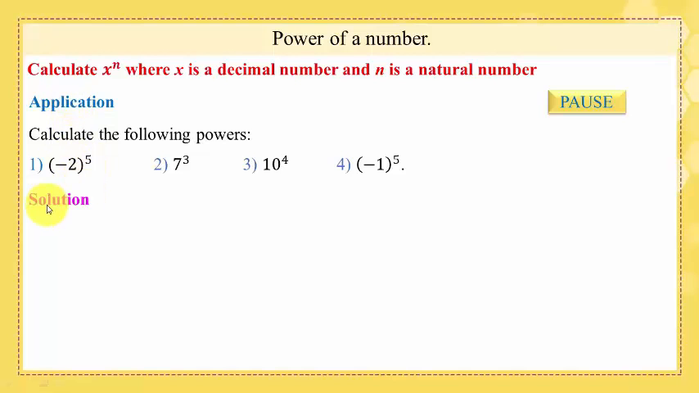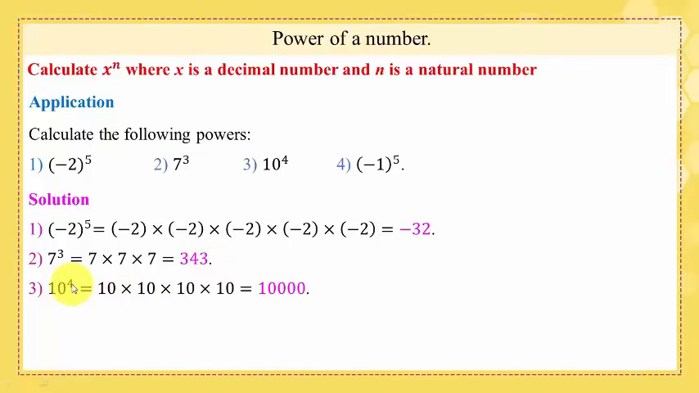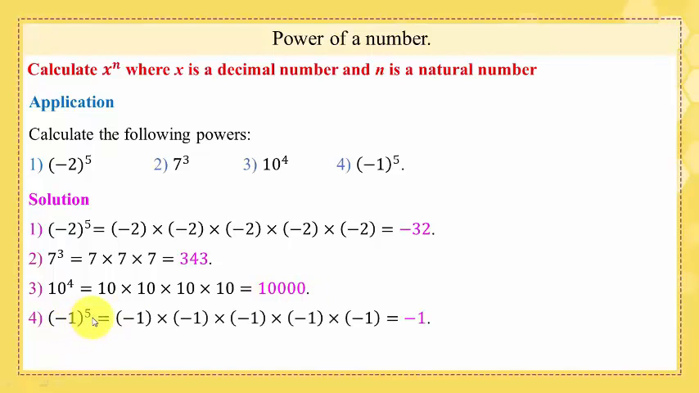Solution: (-2)^5 means minus 2 multiplied by itself 5 times, equals minus 32 by the calculator. 7^3 equals 7 multiplied by itself 3 times, equals 343 by the calculator. 10^4 equals 10 multiplied by itself 4 times, equals 10,000. (-1)^5 equals minus 1 multiplied by itself 5 times, equals minus 1.